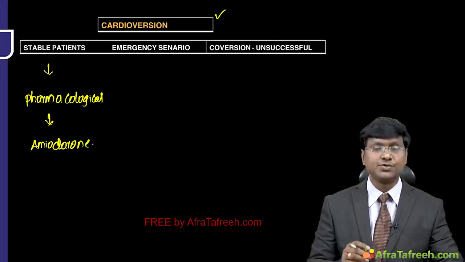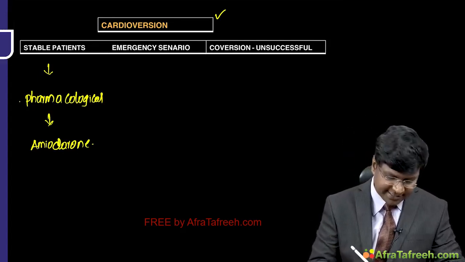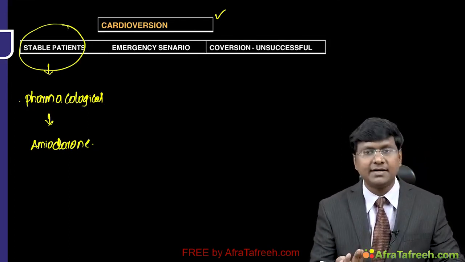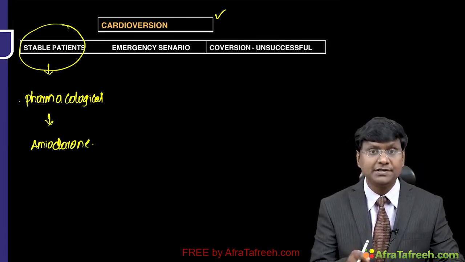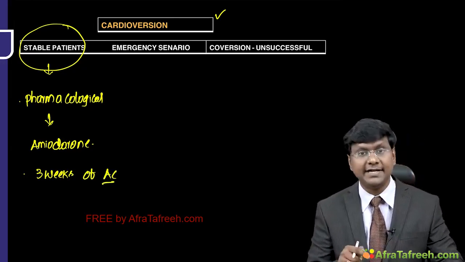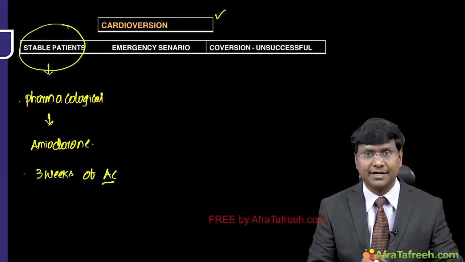And if the individual is hemodynamically unstable, and one more point you need to understand: if these stable patients require electrical cardioversion, then you need to give 3 weeks of anticoagulants. After giving 3 weeks of anticoagulants, then you do electrical cardioversion.